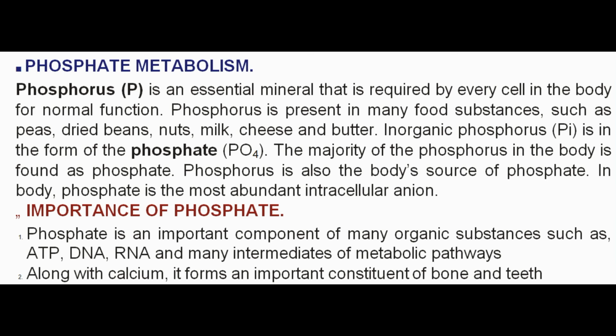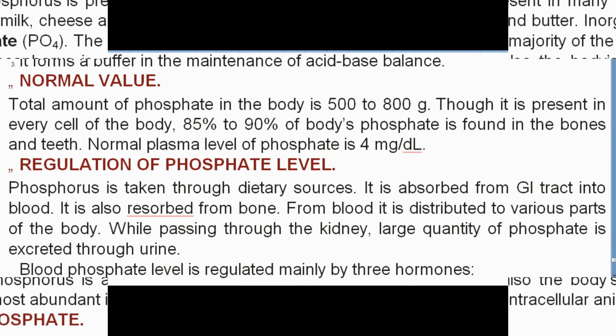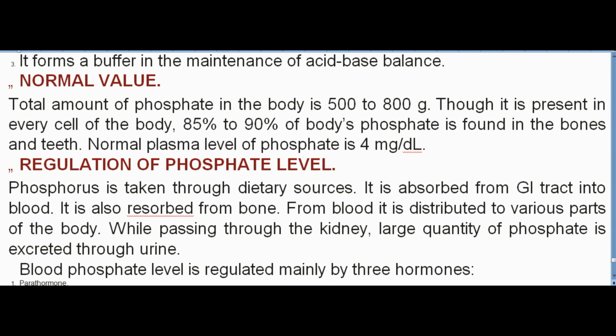In body, phosphate is the most abundant intracellular anion. Importance of phosphate. Phosphate is an important component of many organic substances such as ATP, DNA, RNA and many intermediates of metabolic pathways. Along with calcium, it forms an important constituent of bone and teeth. It forms a buffer in the maintenance of acid-base balance.